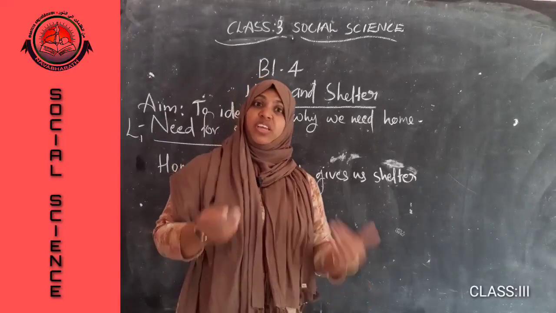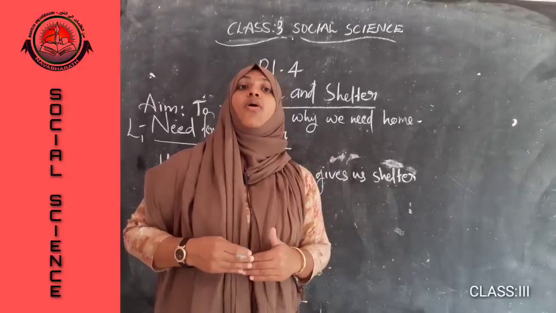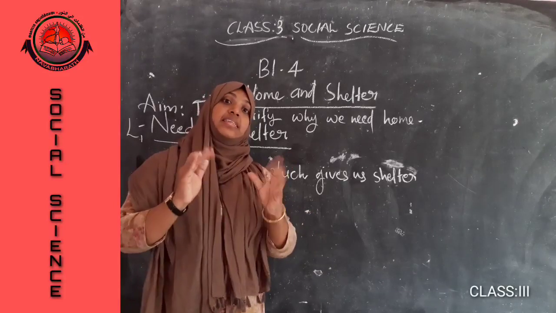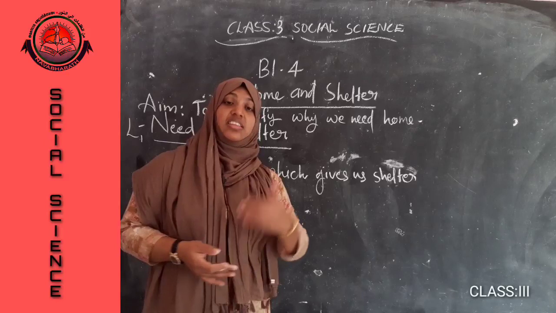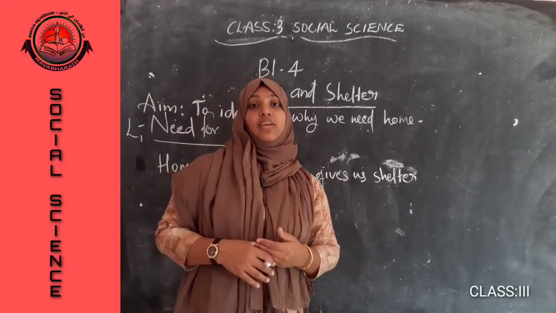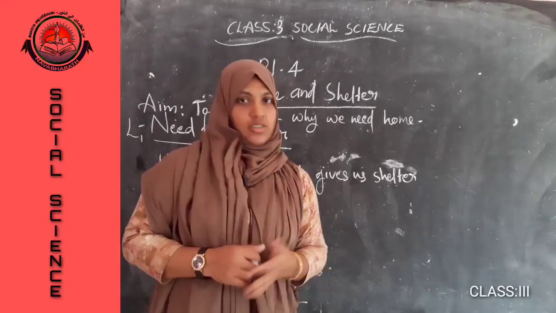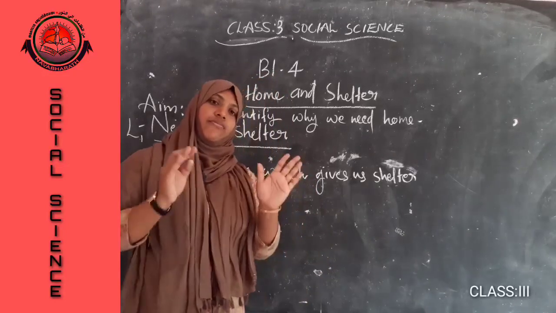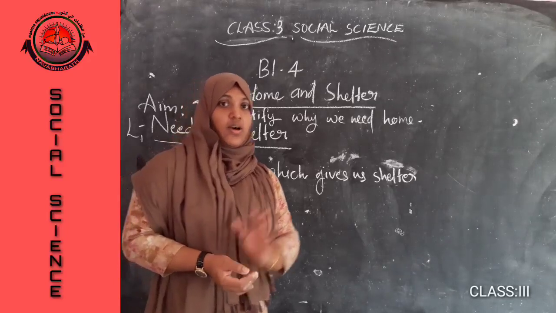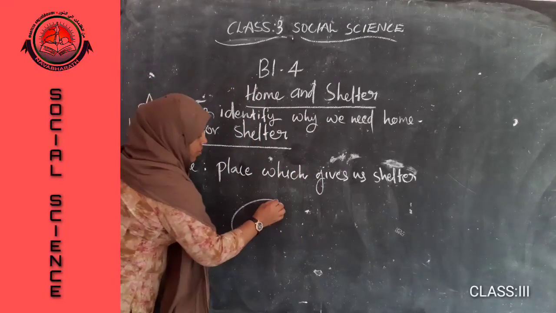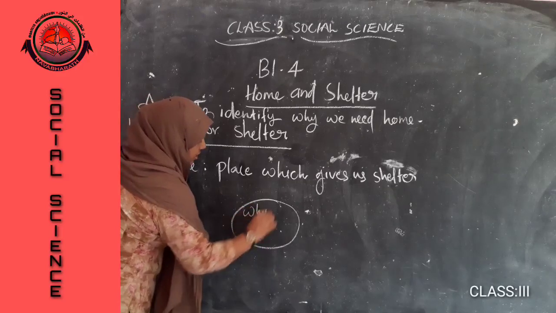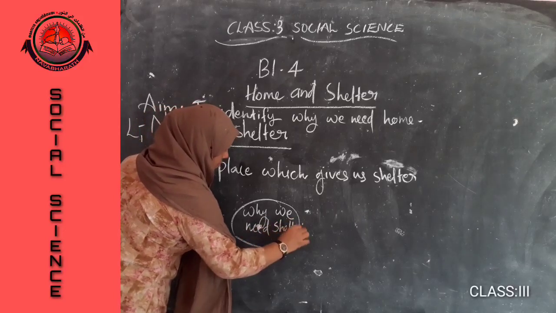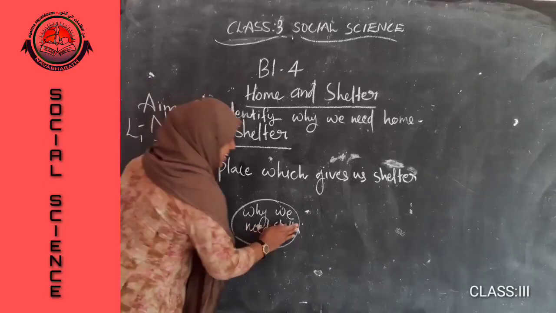Understand? So we need shelter, or we need a home. Bani's home got destroyed in the flood and their family faced some difficulties until they got another place for their shelter. Is it right? We also face difficulties like this. So everyone needs a shelter, right? Why do we need shelter? We need a home, or we need shelter.